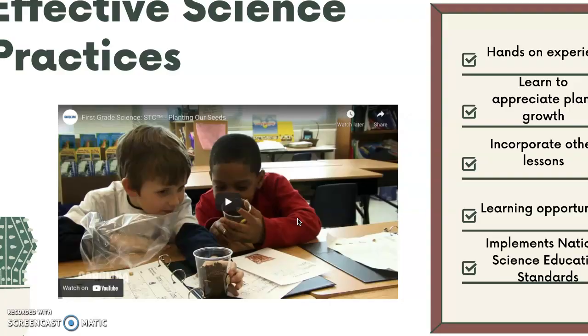Some effective science practices that I found this experiment to be was that it was a great hands-on experience. Students will also learn to appreciate plant growth and the process of it and the necessities that plants need in order to survive. And like I said in prior slides, you can incorporate other lessons that different subjects did. So this is multiple learning opportunities, and of course it implements the standards.